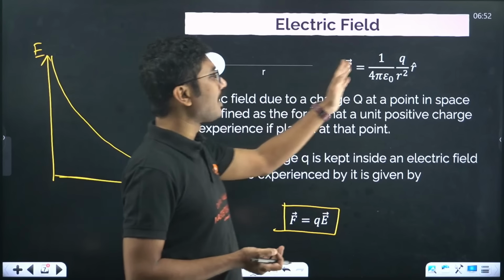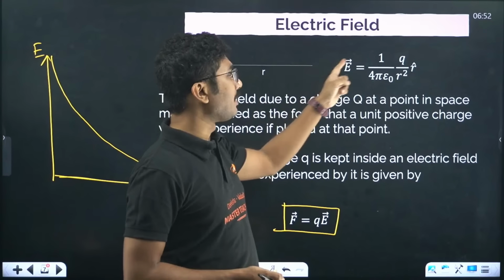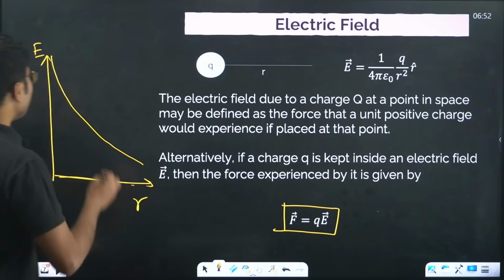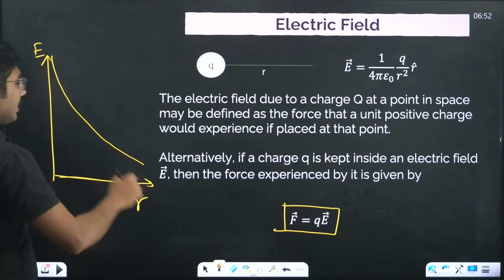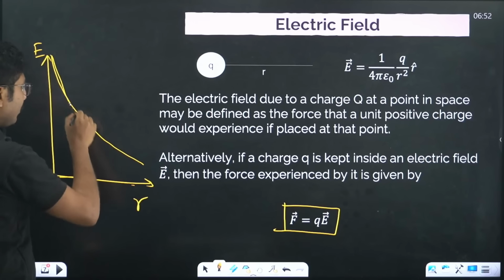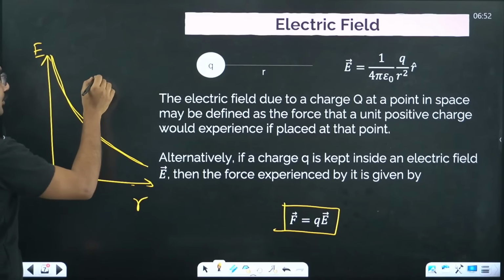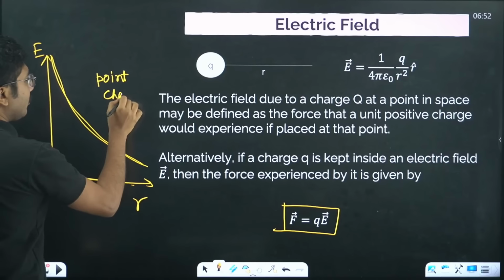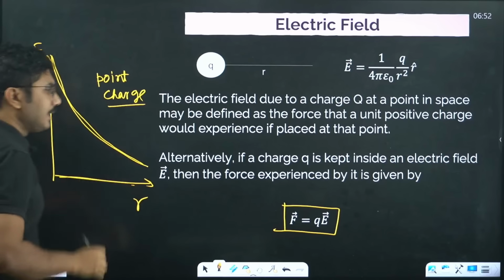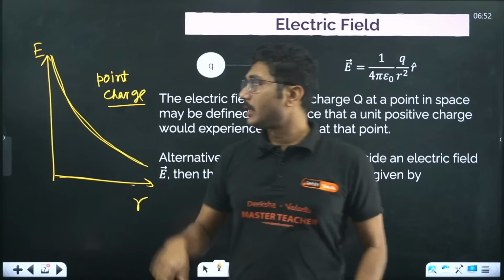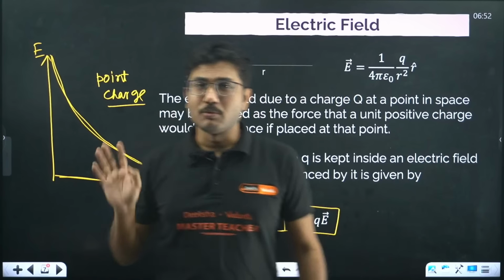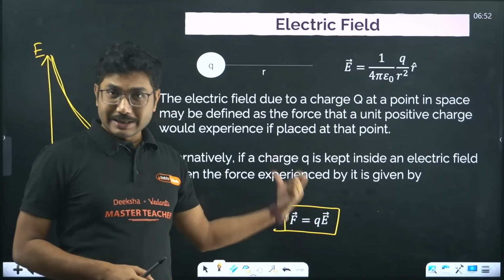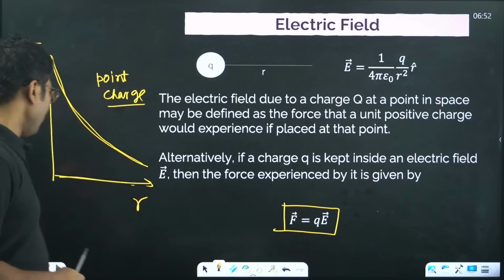Electric field due to a point charge is given by 1 by 4 pi epsilon naught Q upon R square. If you plot the graph of electric field with distance, this is how it looks for a point charge. Remember, this is due to a point charge. For separate cases we will discuss it later, but for a point charge the graph looks like this, and this pattern is one of the most common patterns in KCET. Force acting on a charge in an electric field is Q into E.